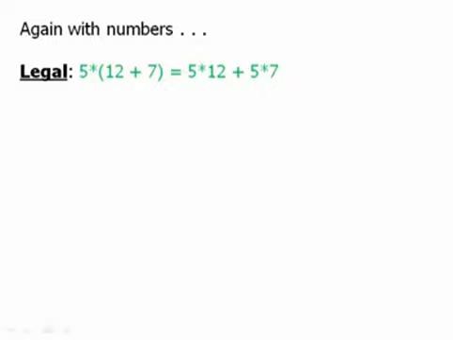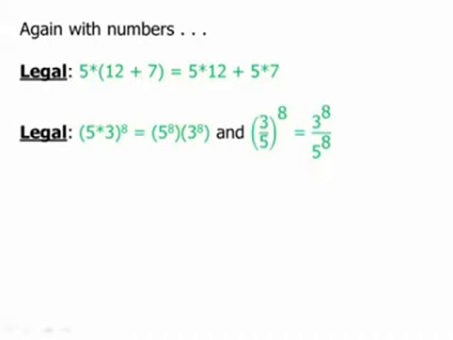Here is just the ordinary distributive law with numbers, multiplication distributing over addition. Here is the distributive law with powers, so that exponent distributing over multiplication and division. But it would be illegal if we had 8 plus or minus 5 to the third. That would not be 8 to the third plus or minus 5 to the third.